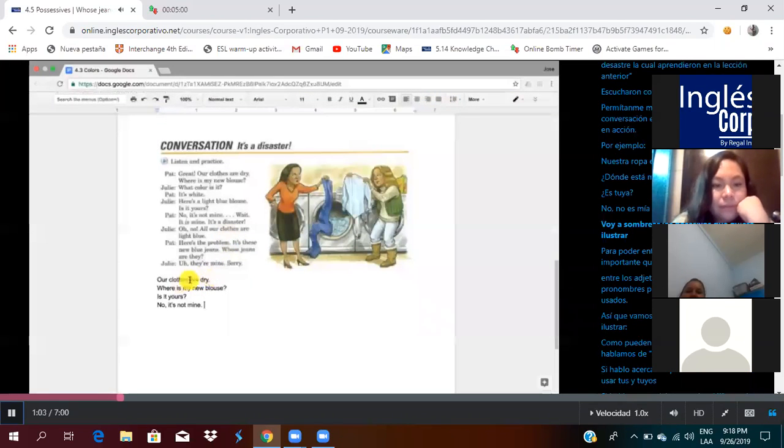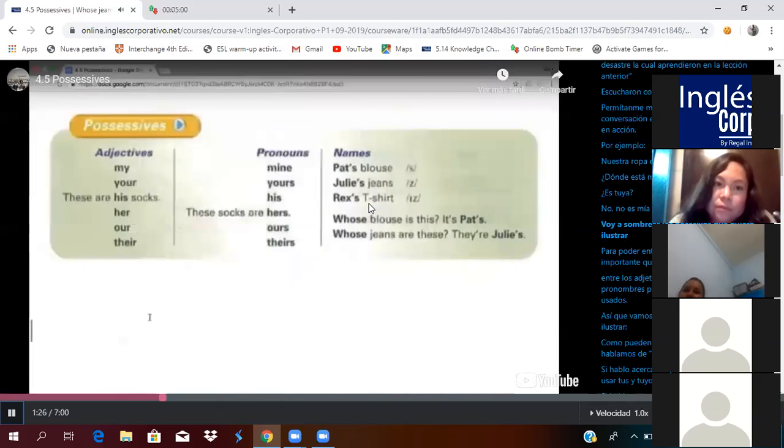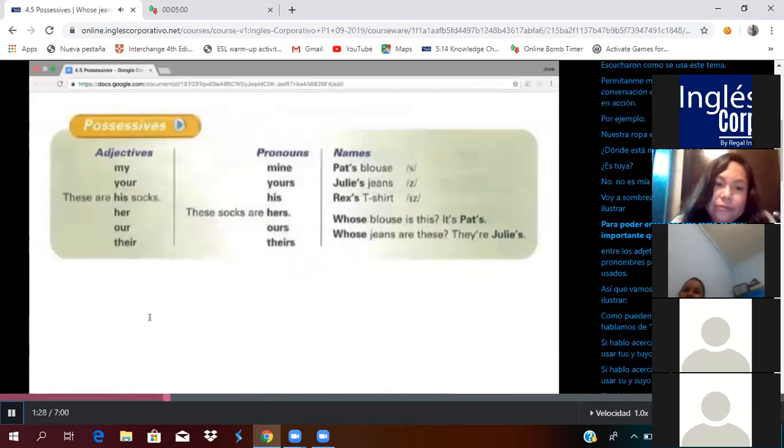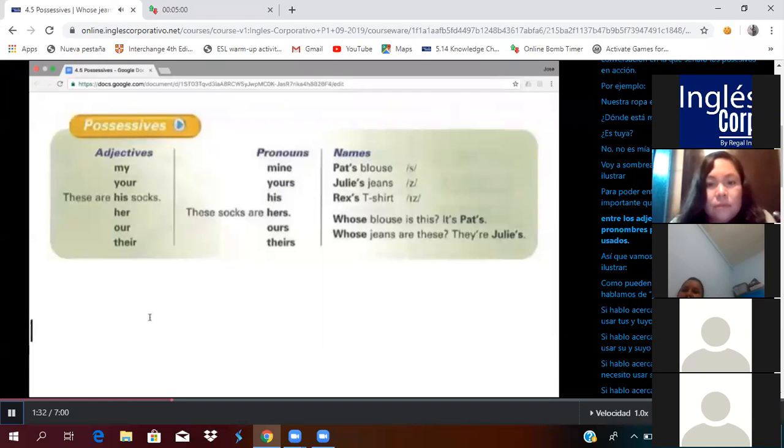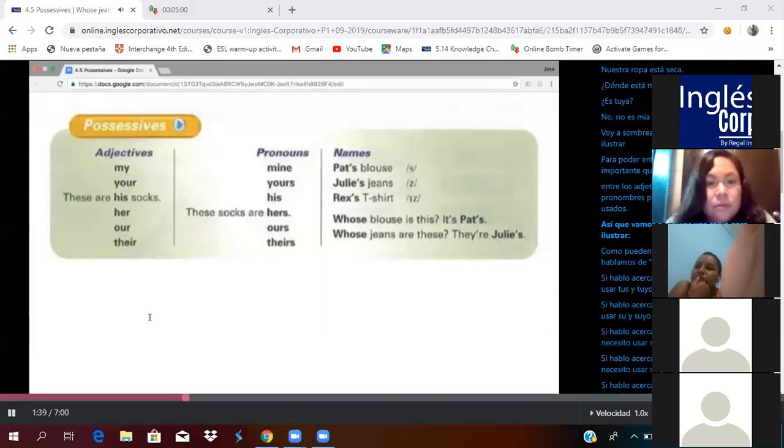I'm going to go ahead and grade those possessives that I want to emphasize on. In order to understand this topic, it's important that you understand the difference between possessive adjectives and pronouns and how they are used. So I'm going to draw a little chart to illustrate that.